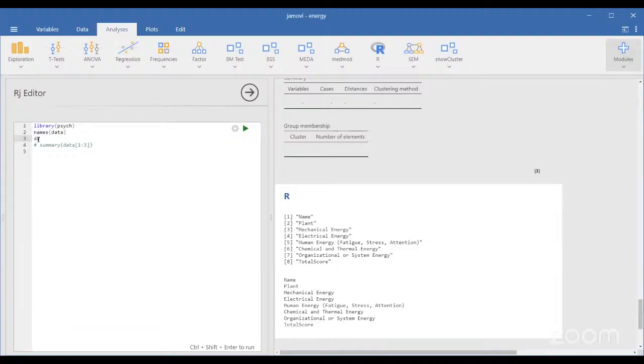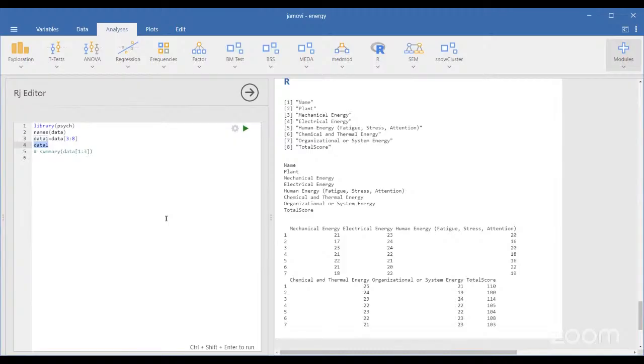So, sir, you write down data 1. Data 1 equal to data, box bracket, not data frame, box bracket 3 to 8. Run. Yeah. Next you write down data 1. Run. Correct.